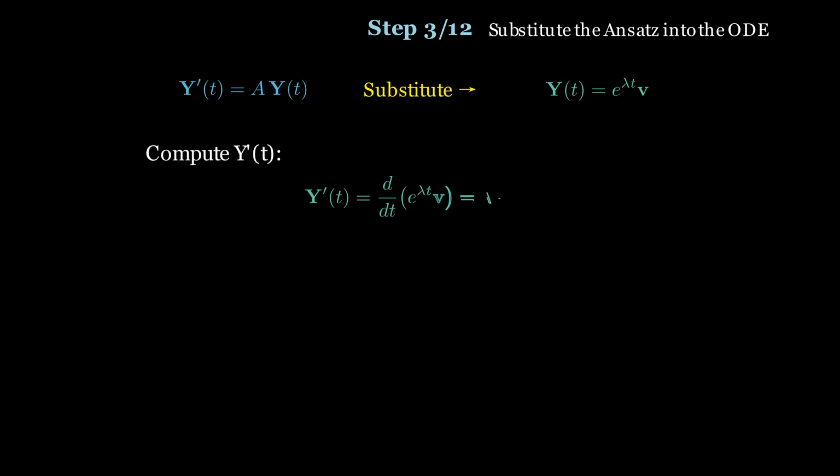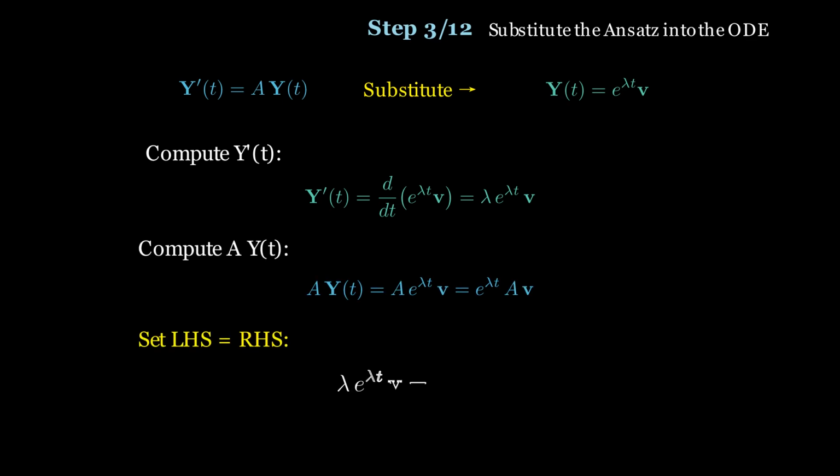Step 3. Now we substitute the ansatz into the ODE. The left-hand side y prime is the derivative of e to the lambda t times v, which by the chain rule is lambda times e to the lambda t times v. The right-hand side is A times y, which is e to the lambda t times Av. Setting them equal gives us lambda e to the lambda t v equals e to the lambda t A v.